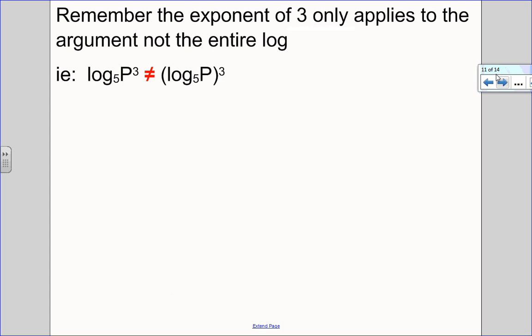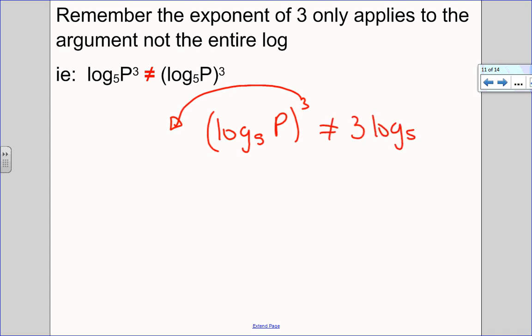Okay, so I want you to remember on that last one that we did that the exponent of the 3 only applies to the argument. It doesn't apply to the whole log. Now, that being said, if I have this type of a question, I cannot bring the 3 down. It is not equal to 3 times log base 5 of p. The only time you can bring an exponent down is if the exponent is applied to the argument. So log base 5 of p cubed, because the 3 is applied only to the argument, then I can bring it down. That's okay.